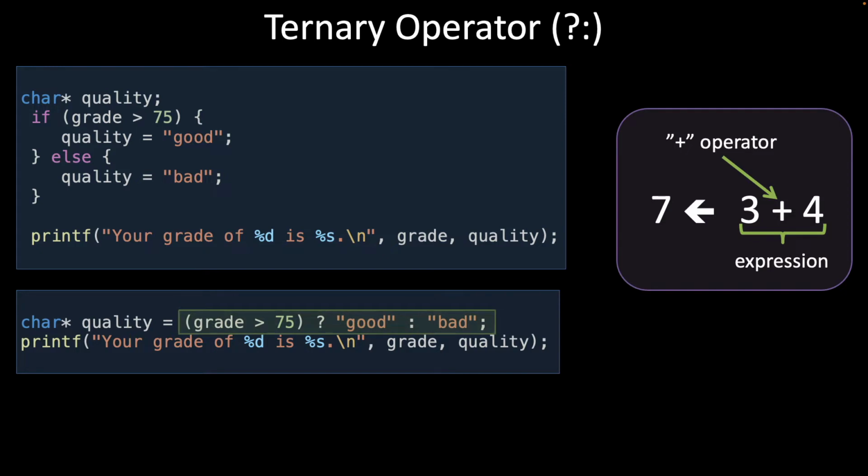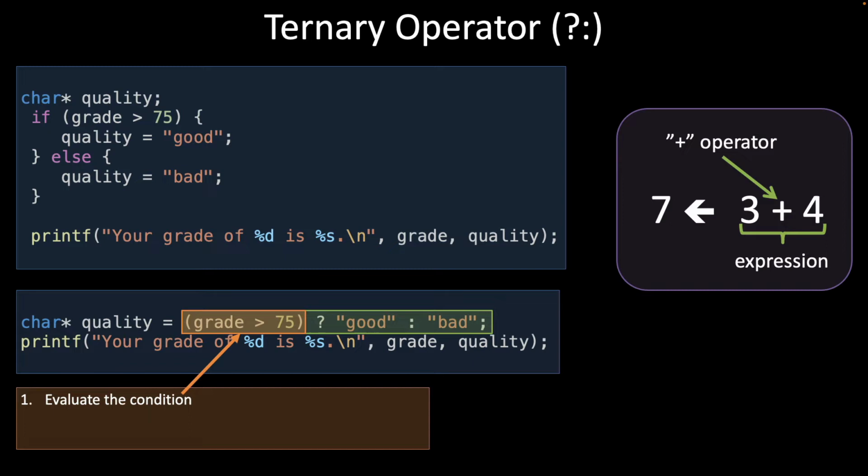The expression here in the second code block has a similar structure. It uses the ternary operator to produce a value of either the string good or bad, depending on the value of the grade. Specifically, this operator works by first evaluating the condition, that's the part to the left of the question mark, and then if the condition evaluates to true, in this case, if grade is in fact greater than 75, then the entire expression, the whole part in green, evaluates to the string good. If the condition's not true, then the entire expression evaluates to the last parameter.